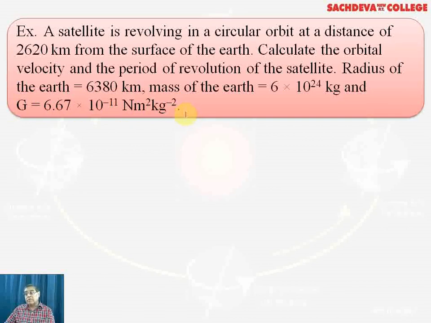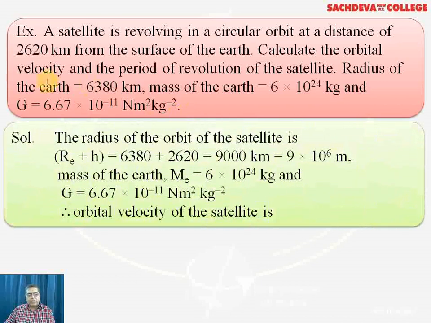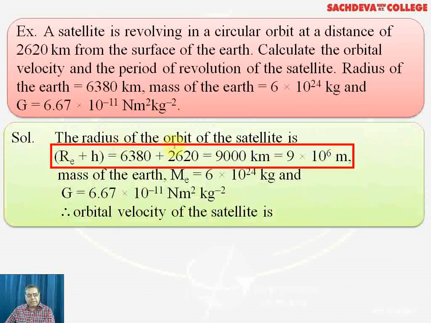The orbital velocity will be taken as GMm over r square is equal to mv square over r. Cancel off the common terms and make velocity the subject of the equation. In the solution it is indicated that the radius is Re plus h. That is, h is included because the body is at a height of 2620 kilometers. So radius added to height will be nearly 9000 kilometers, that is 9 into 10 to the power 6 meters.